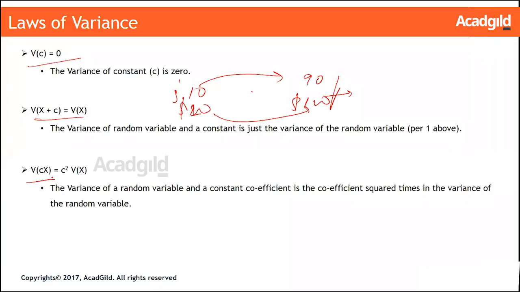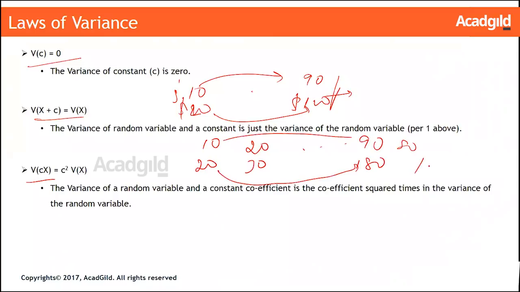Things become interesting when I multiply the random variable with a constant. Suppose you get 10 marks, I give you $20. You get 20 marks, I give you $40. You get 90 marks, I give you $180. Here the spread is from 10 to 90, that's 80. The range is 80 over here, but the range has simply doubled to 160 over here. Okay. And in variance, what do we do? We square it. We are taking the square of this. So what became double in terms of range would become 4 times in terms of variance. The standard deviation would double, but the variance would become 4 times. So whenever I multiply a random variable by a constant and calculate the variance, then the effective variance will be the square of the constant times the variance of the random variable.